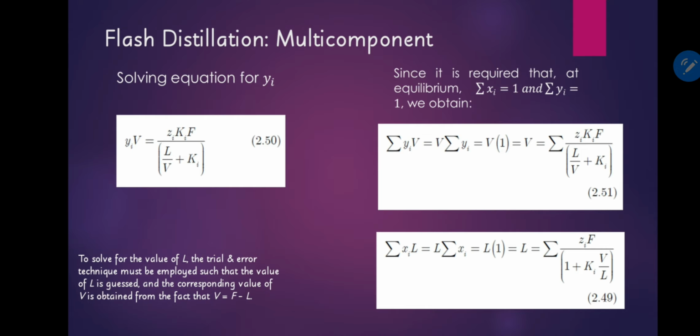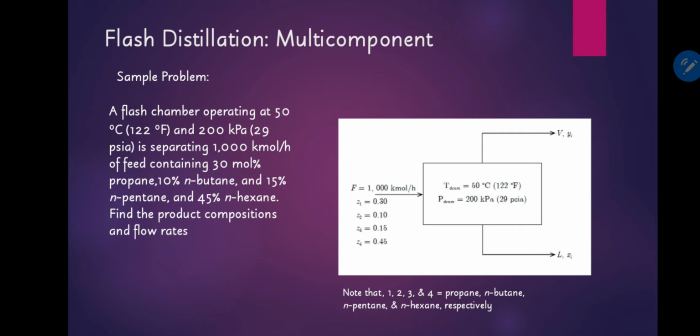But when we solve for this multi-component flash distillation concentration, what we need to do is first set the value of L and then compute for the value of L using equations 2.51 or 2.49. If the assumed L is equal to the computed L, that's the time that we can proceed further with our calculation. Okay, so let's see the sample problem.